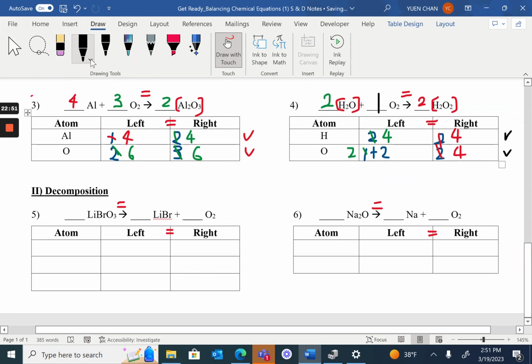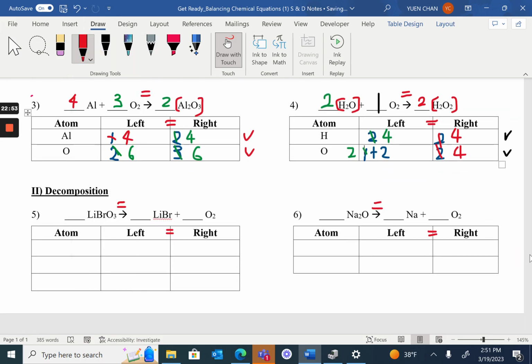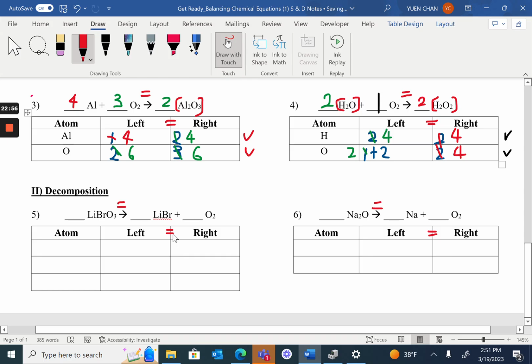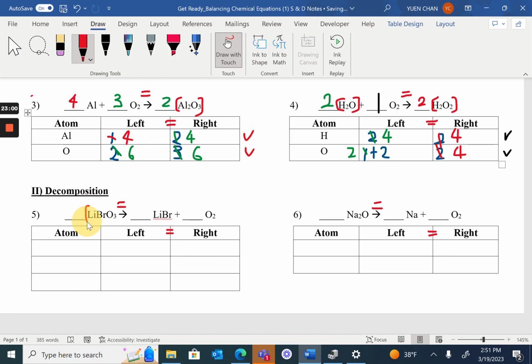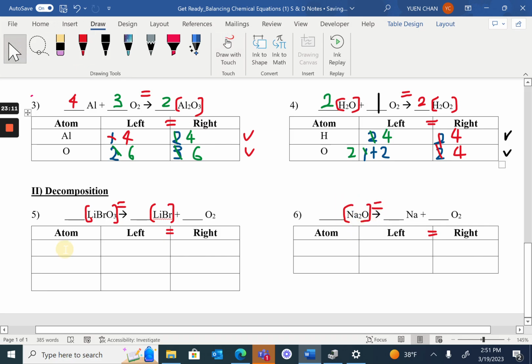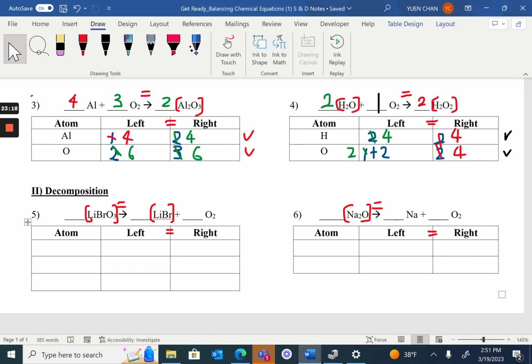Now here on the last one, I'm going to do the same thing. I have to put the equal sign on top of the arrow and between left and right. And also when I see the compound, I put a bracket. Same thing right here. Okay, so this time I'm going to start with decomposition. Decomposition is actually the opposite of synthesis, the direction is opposite. So the way to do balancing is the same thing. It's not much different. It's just like flipping the synthesis.